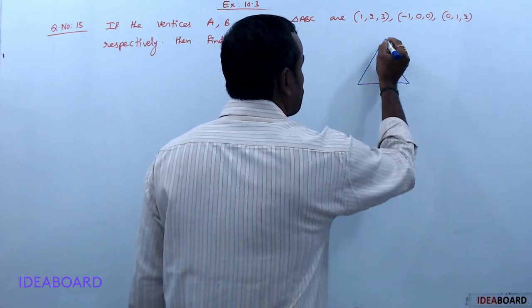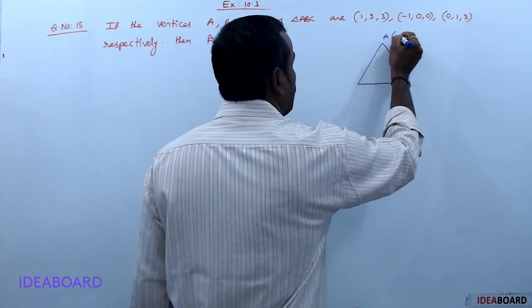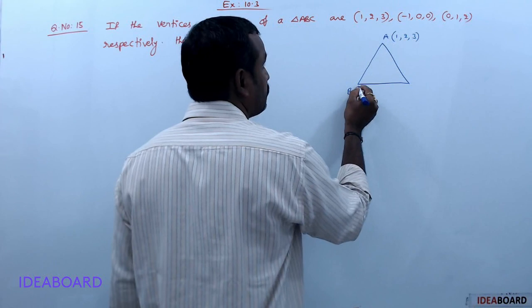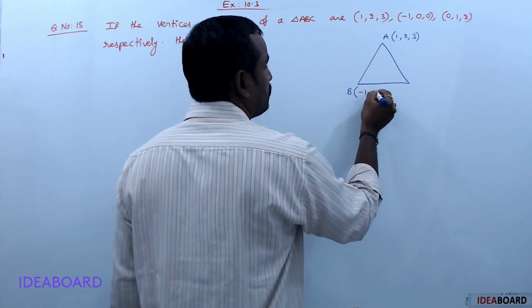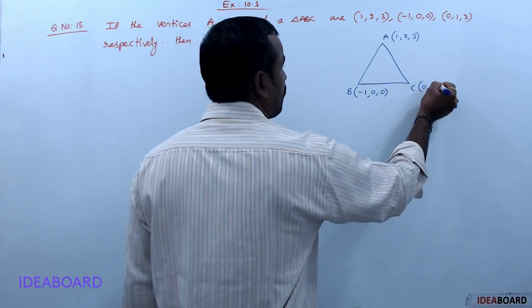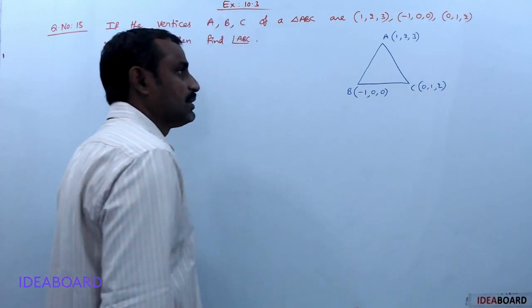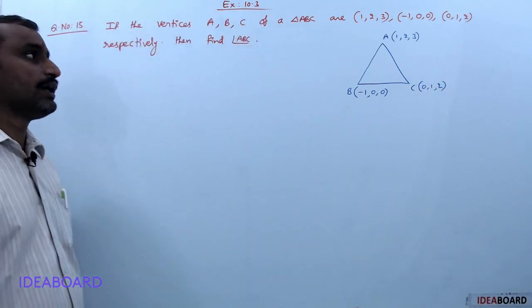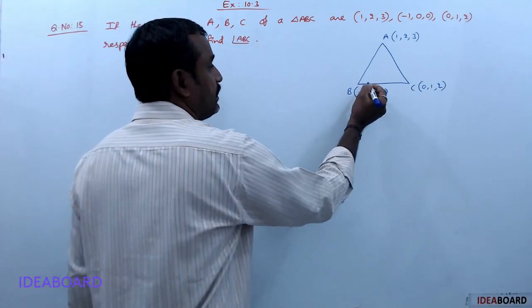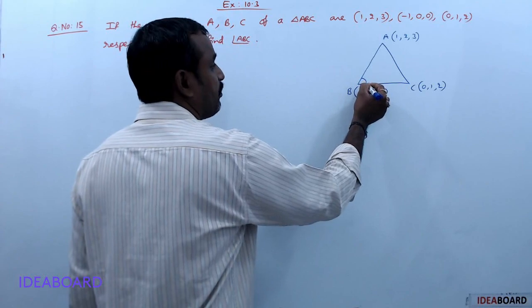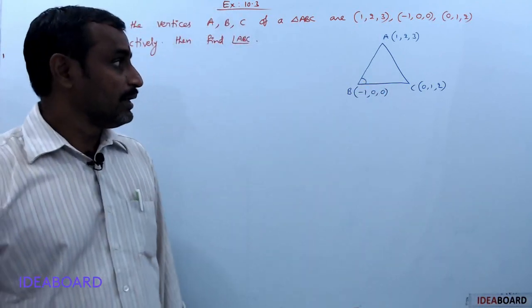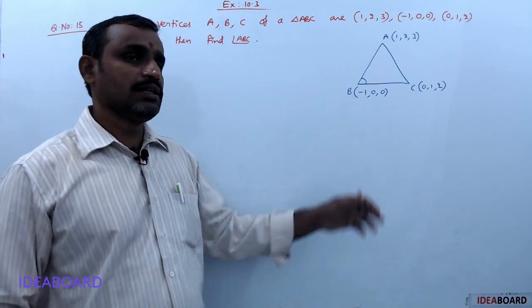This is triangle ABC. A has vertices 1, 2, 3, B has -1, 0, 0, and C has 0, 1, 2. So now these are the vertices of triangle ABC. Now we want to calculate angle ABC. That means at B we want to find the angle, so B is the initial point.